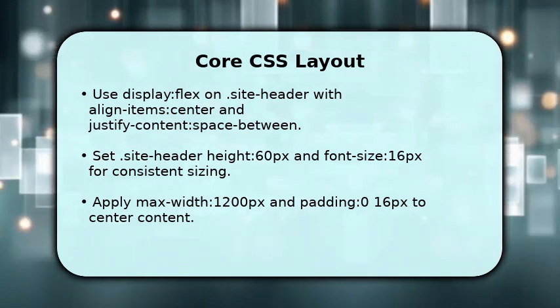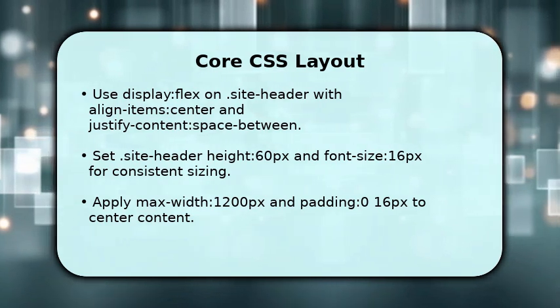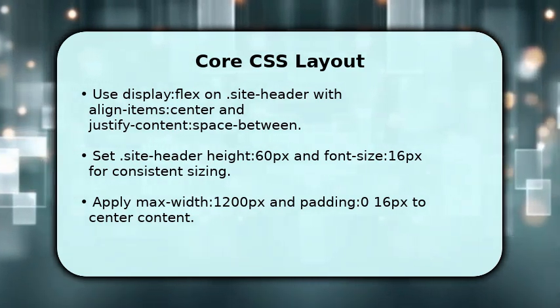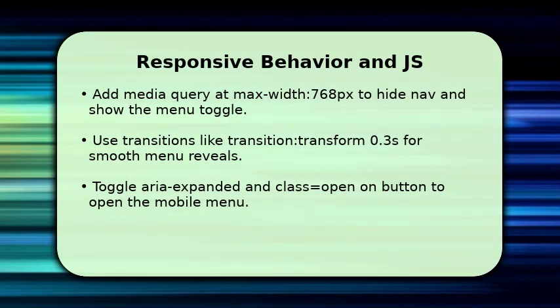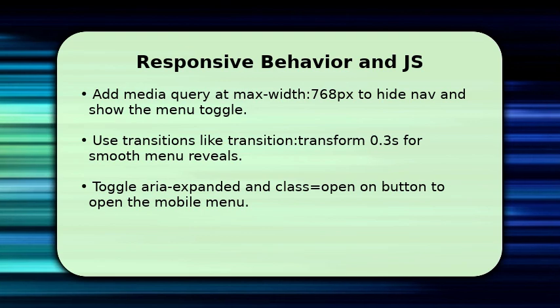Create a media query at max-width: 768px to switch to mobile layout and hide the inline menu. Inside that query, set .site-nav to position: absolute with top: 60px and right: 0 for drop-down alignment. Show the menu toggle button and style it as a 40px square with accessible focus outlines.